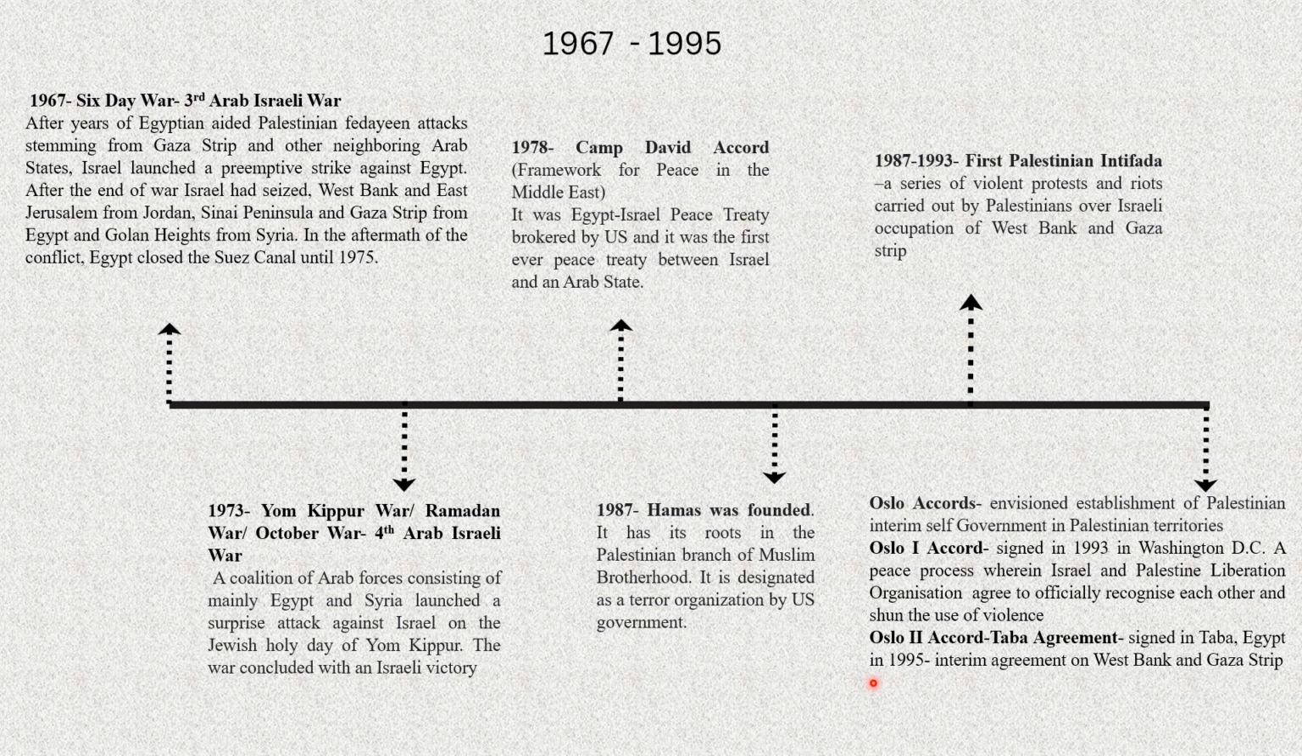Next comes the 1995 Oslo II Accord, which was also known as the Taba Agreement, since it was signed in Taba, Egypt. It was an interim agreement on the West Bank and the Gaza Strip.